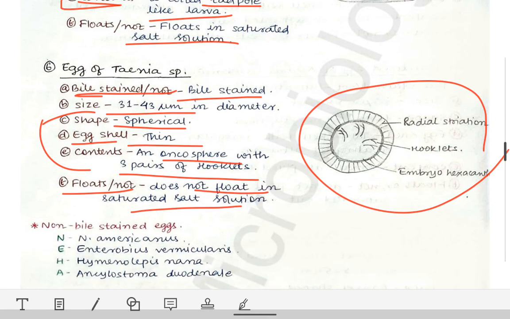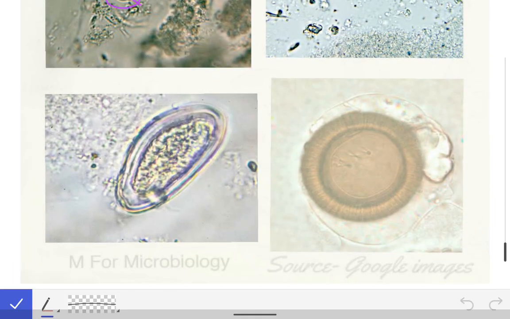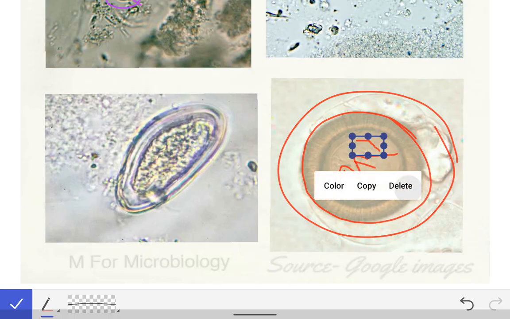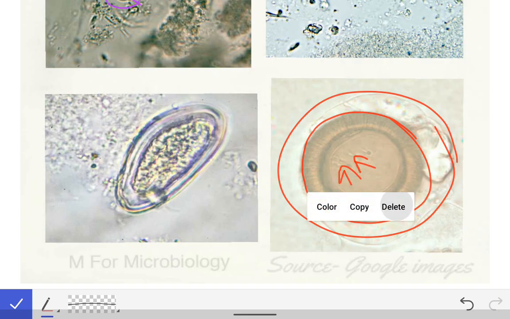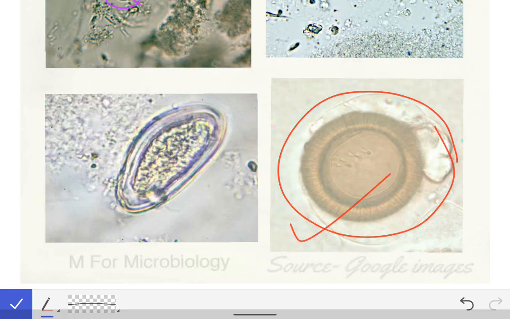Now let's see the real picture of the Taenia egg. See here, this is the egg of the Taenia species. There is a thin shell outside, and it is spherical in shape. Plus there are three pairs of hooklets: this is one pair, this is the second pair, and this is the third pair. This is quite obvious from the real picture also, so obviously this is the egg of the Taenia species.